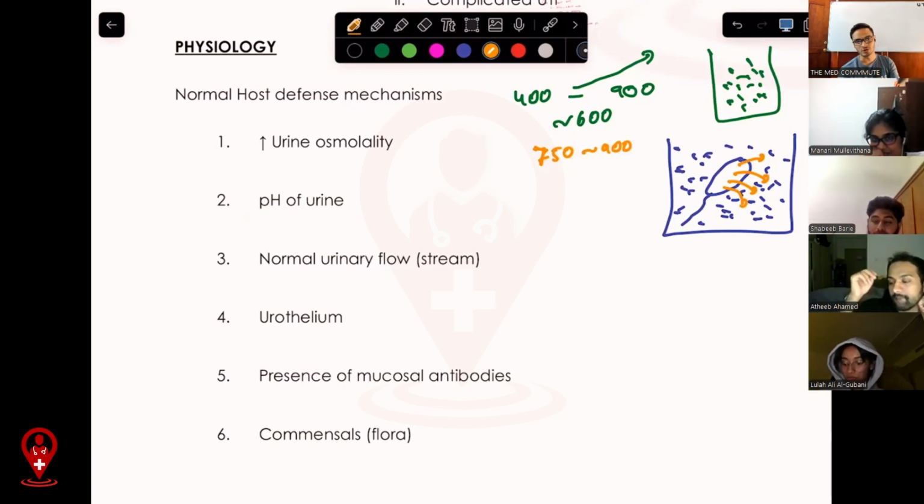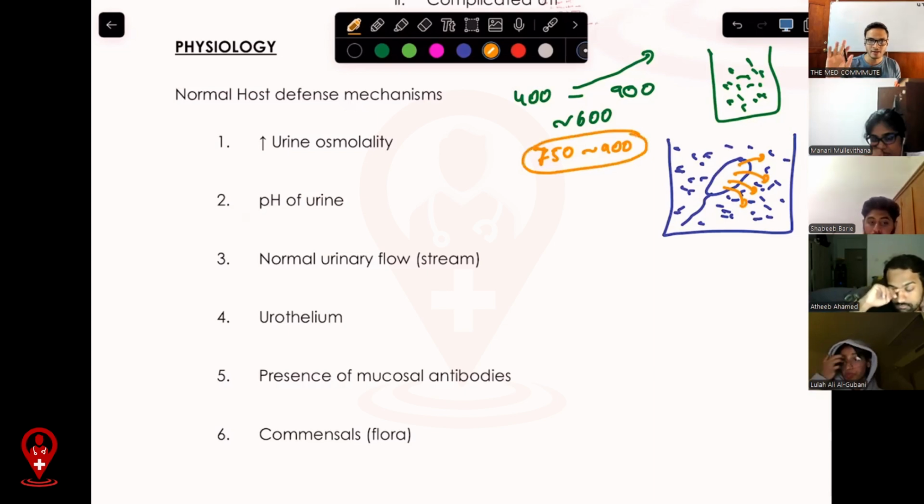But usually, guys, in the clinical setup, the majority of patients have a urine osmolarity of around 800. That is normal range, but it is bad for the bacteria. Bacteria don't like it. Once it exceeds 750, the bacteria don't like it. Everyone clear with this?